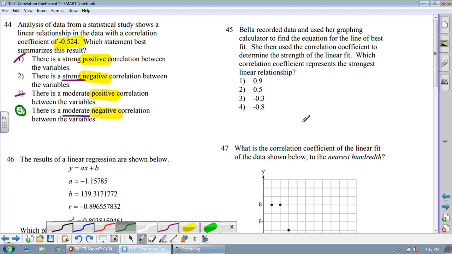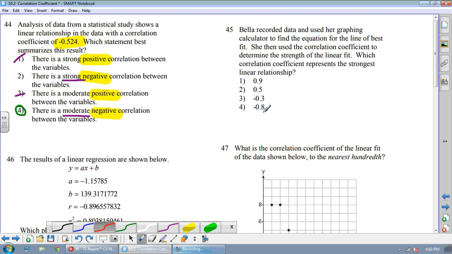45. Bella recorded data and used her graphing calculator to find the equation for the line of best fit. Then she used the correlation coefficient to determine the strength of the linear fit. Which correlation coefficient represents the strongest linear relationship? Remember, the strongest linear relationship is numbers that are -1 and 1. Those are perfect. So anything close to -1 and 1 are strong.